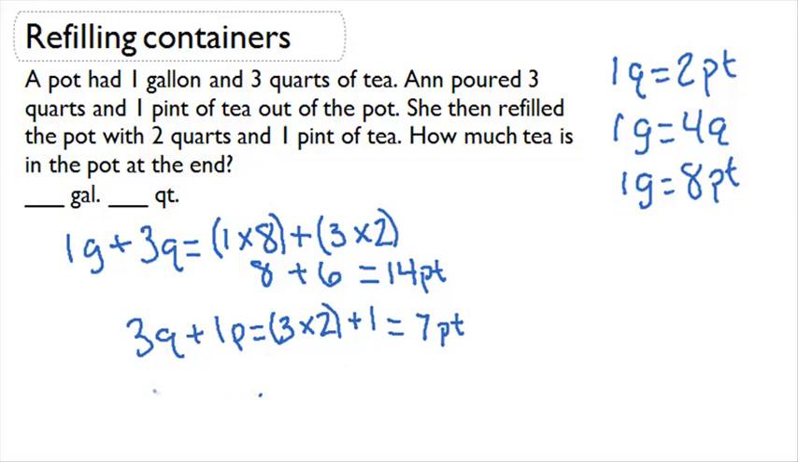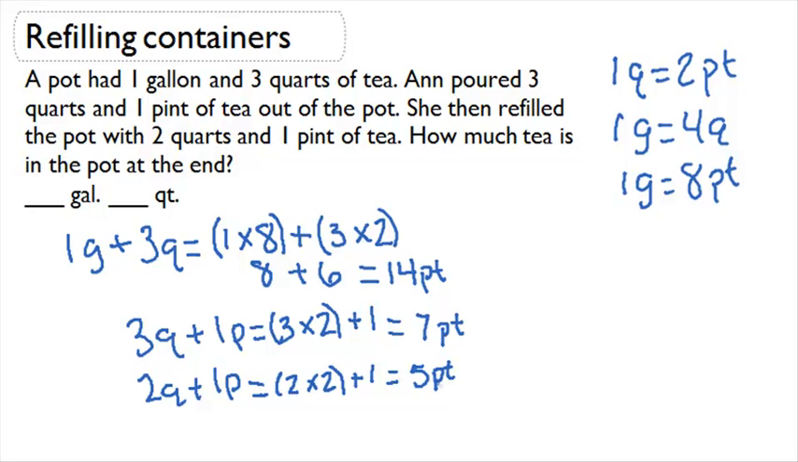Now, how much did she put back at the end? She refilled the pot with 2 quarts plus 1 pint. This is equal to saying that she refilled it with 2 quarts times the 2 pints in each quart plus 1 more pint. 2 times 2 is 4, plus 1 is 5 pints.